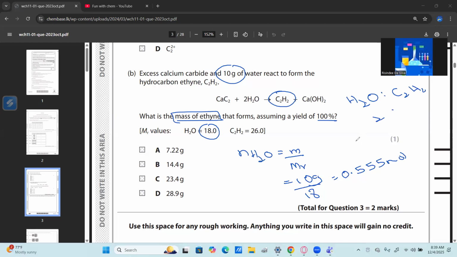So 0.555 is for 2. Then to find for 1, it should be divided by 2. So you get the number of moles of ethyne as 0.277. Then to find the mass of ethyne, C2H2, you need to multiply the moles by the molar mass of ethyne, which is 26. Then the correct answer is 7.22. A is the answer.